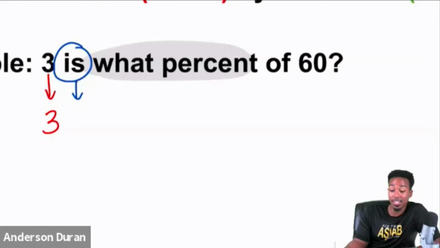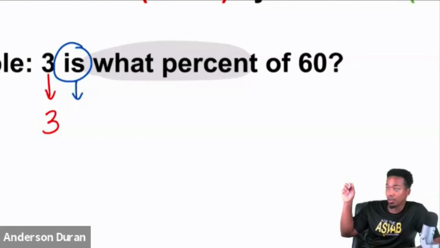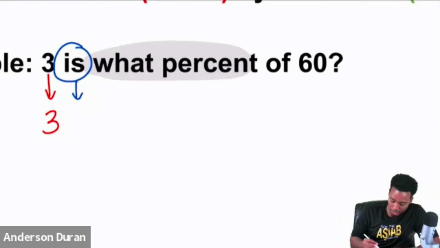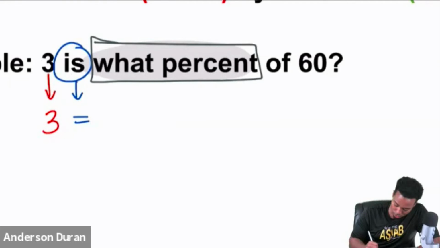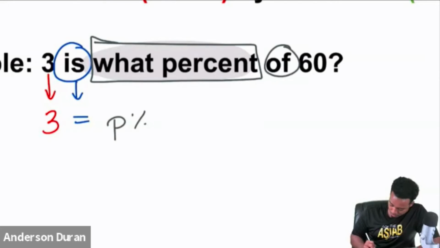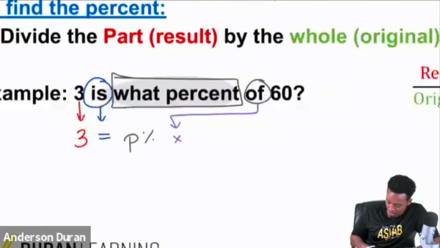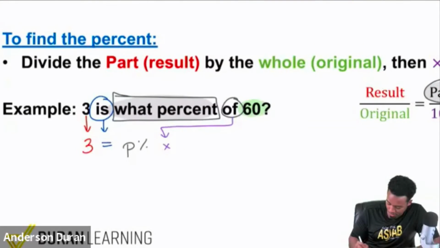Is translates to equals. Like 2 plus 2 is 4, 2 plus 2 equals 4. So that's going to be equals. Then we're looking for the percent. I'm looking for that percent, so I'll just go ahead and say P percent. And then of. Everybody, the word of means what? Multiply, that's right. And then the 60 is just 60.